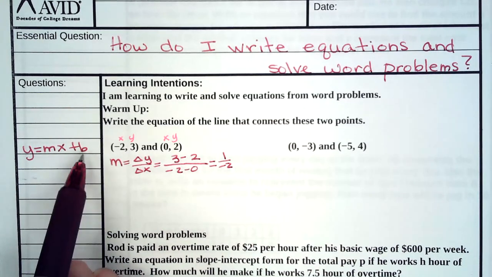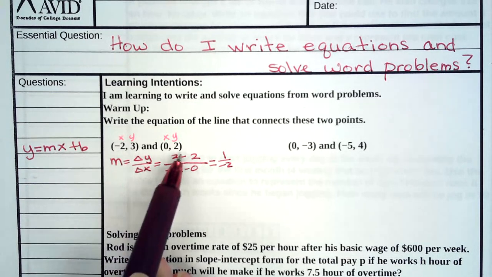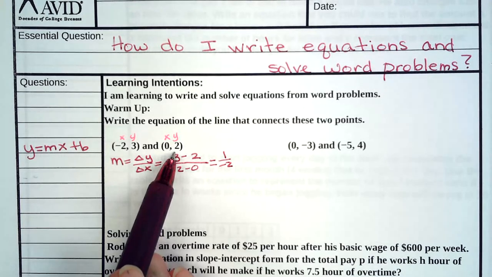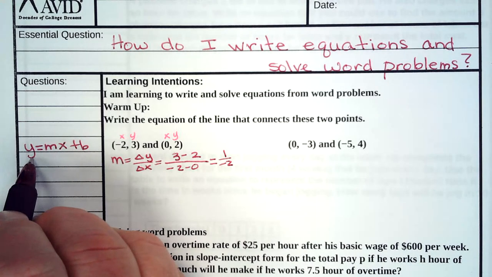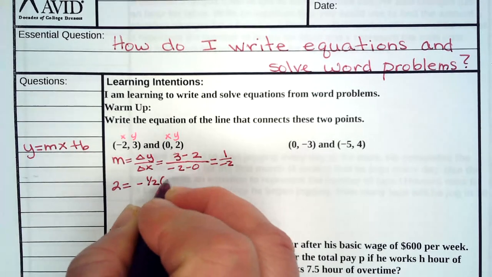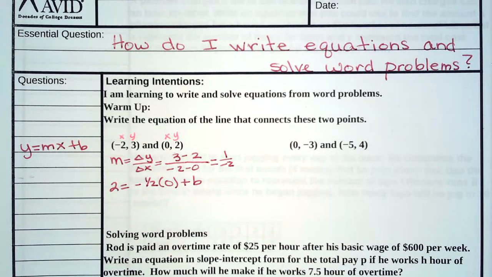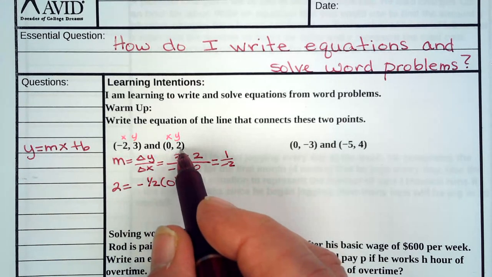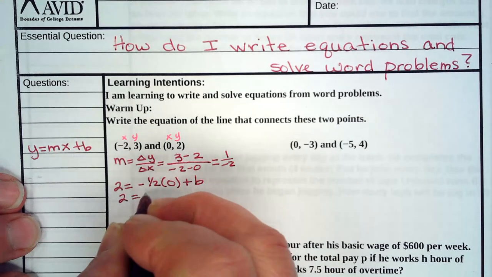The other part of the equation I have to find is my b value. So pick one of the 2 points. I'm going to pick the second one because I know multiplying by 0 eliminates things. So my y value is 2. 2 is equal to negative 1 over 2 times 0 plus b. If I think, when x is 0, you find your y-intercept or your b value. So 2 is equal to b.